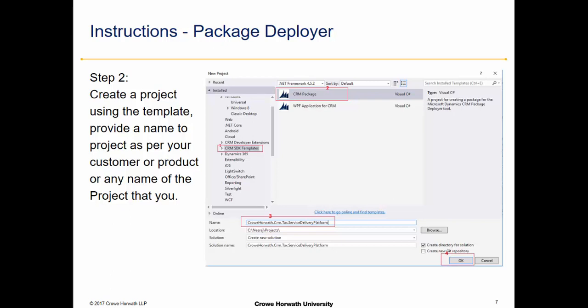So for our project, we have given crowharbor.crm.text.service platform, or any project name that you can provide here. Once you provide that name, you need to click to create this project, so that once you click on OK, it will create a new project.